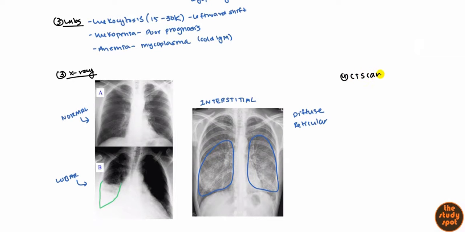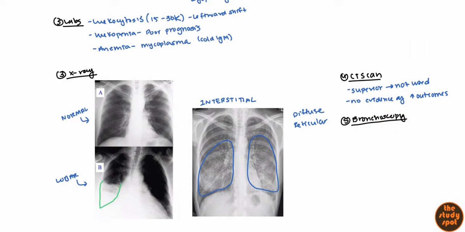You can also do a CT scan. That is superior, but it's not used routinely, and the reason is because there's no evidence that getting a CT scan improves your outcome. So they don't tend to use a CT scan. Bronchoscopy can also be done, and that's basically when you put a camera down into the bronchus and take a look around at what's going on in the lungs.